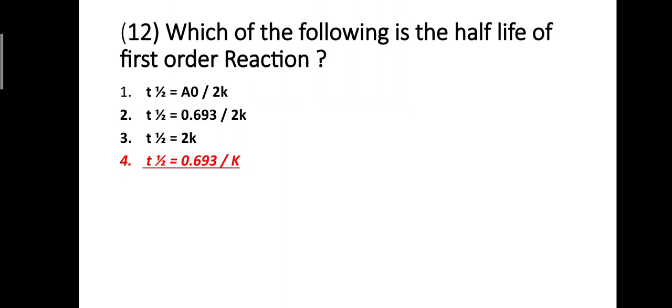Question number 12. Which of the following is the half-life of first order reaction? Option number first, T1/2 equal to A0 upon 2K. Second option, T1/2 equal to 0.693 upon 2K. And third, T1/2 equal to 2K. Option number 4, T1/2 equal to 0.693 upon K. And the correct answer is option number 4, T1/2 equal to 0.693 upon K.